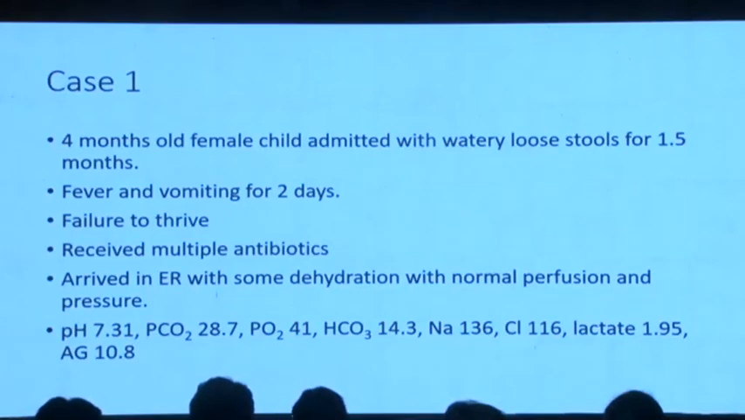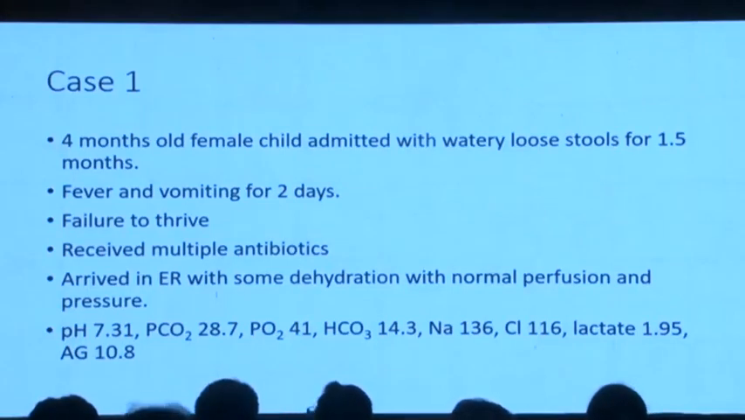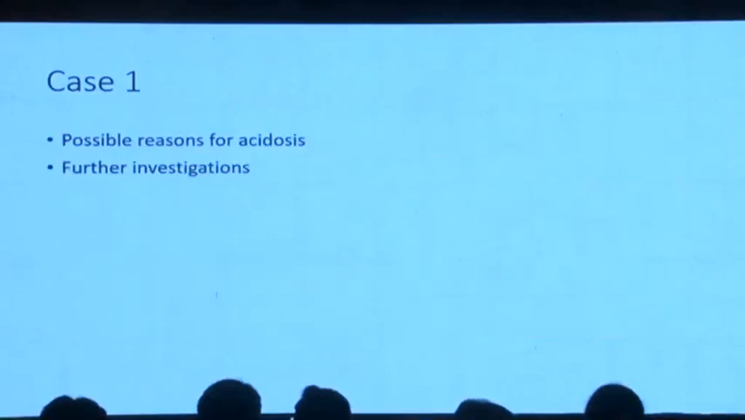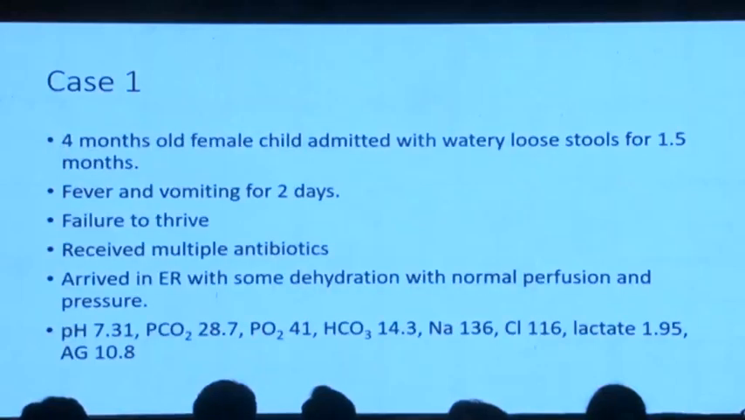So we look at the blood gas, pH is 7.31, CO2 is 28, 41, bicarb is 14, we have electrolyte values also. So what could be the possible reasons for acidosis and further investigations? So what is this setting? Clinically, what do you think could be the cause, we have acidosis, pH is 7.31. So what is the most common setting? Chronic diarrhea. You can say relatively chronic diarrhea.